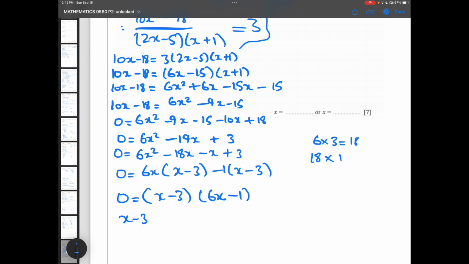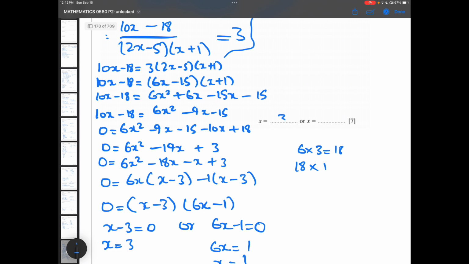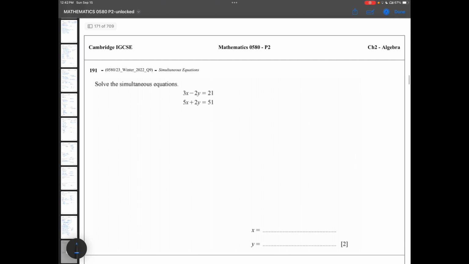So x minus 3 is equal to 0 or 6x minus 1 is equal to 0. So x is equal to 3, and 6x is equal to 1, or x is equal to 1 upon 6. We get two values for x, that is 3 and 1 upon 6. This is our answer. Now let's move to question number 191.